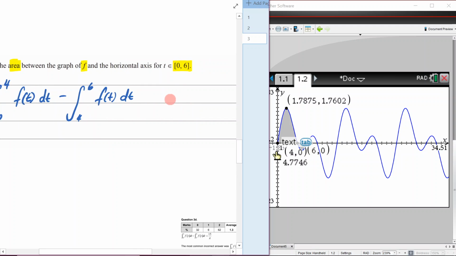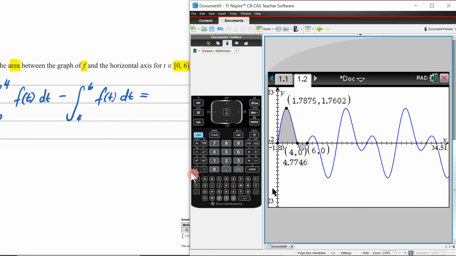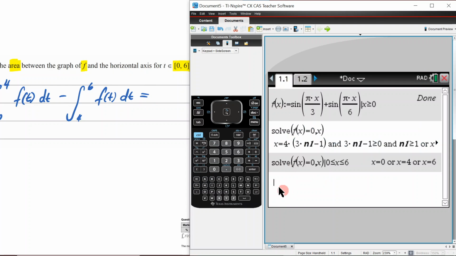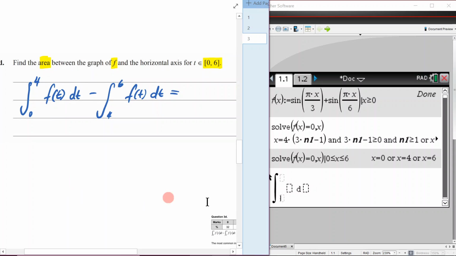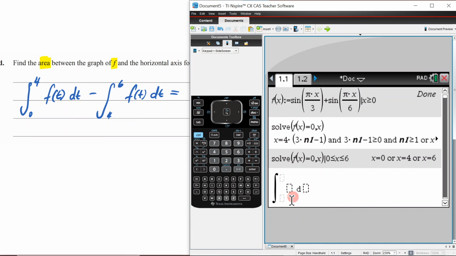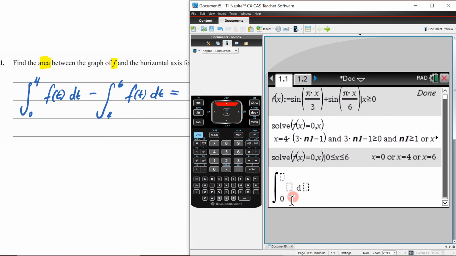Okay, and let's now find out what that is going to be equal to. So we're going to come to our CAS, and we're simply going to type that in. Quick way to get up the integral sign, shift plus. Let's just come over here so I can see what we're actually doing here. Oh, there we go. So I'm going from 0 to 4.